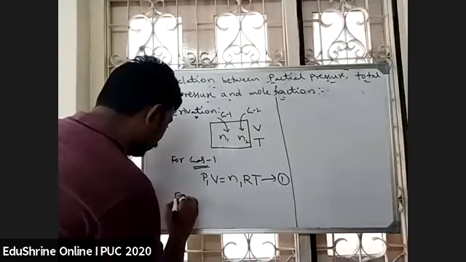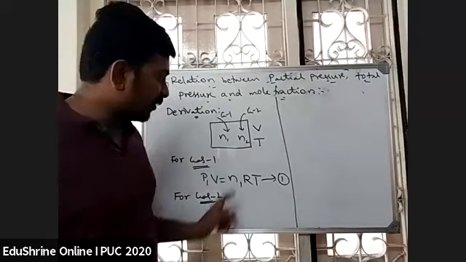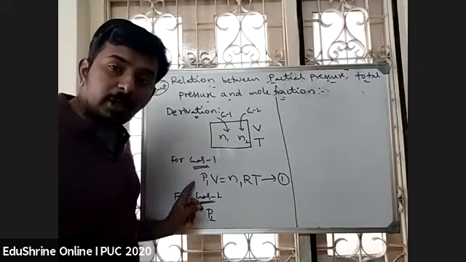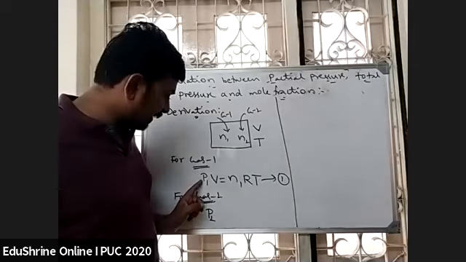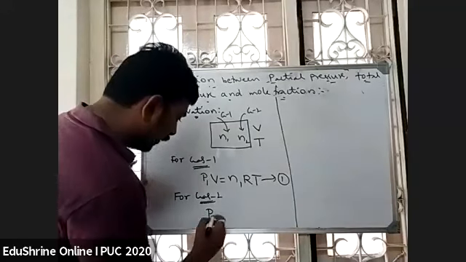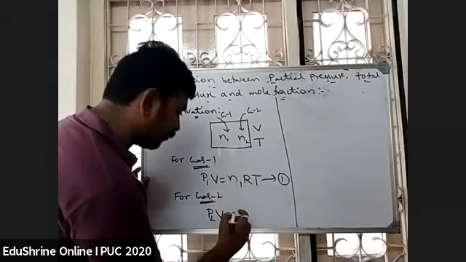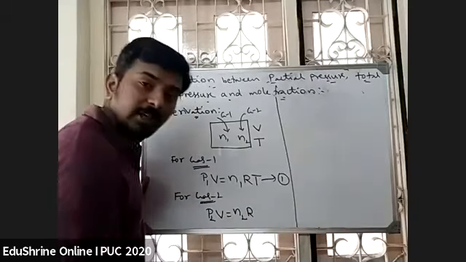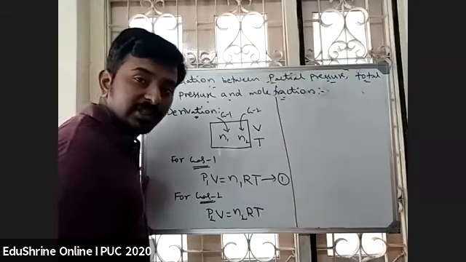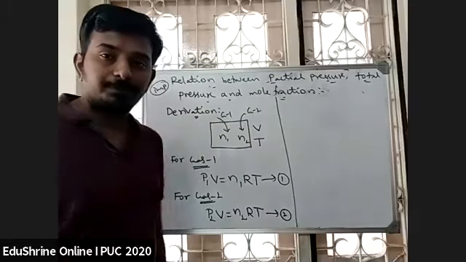Then for gas 2, the pressure exerted by the second gas will be P2. And see here, P1 and P2 are partial pressures. P1 is the partial pressure of gas 1, P2 is the partial pressure of gas 2. P2 into volume of the container V is equal to the number of moles of the second gas N2 into R, a constant which is the same, and temperature is also the same because it is taken in the same container at the same temperature. This is equation number 2.